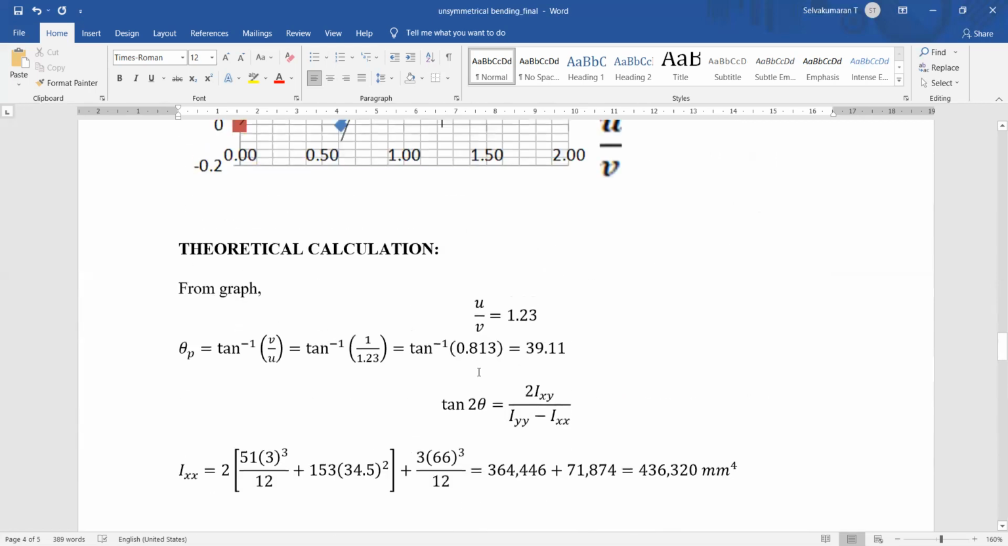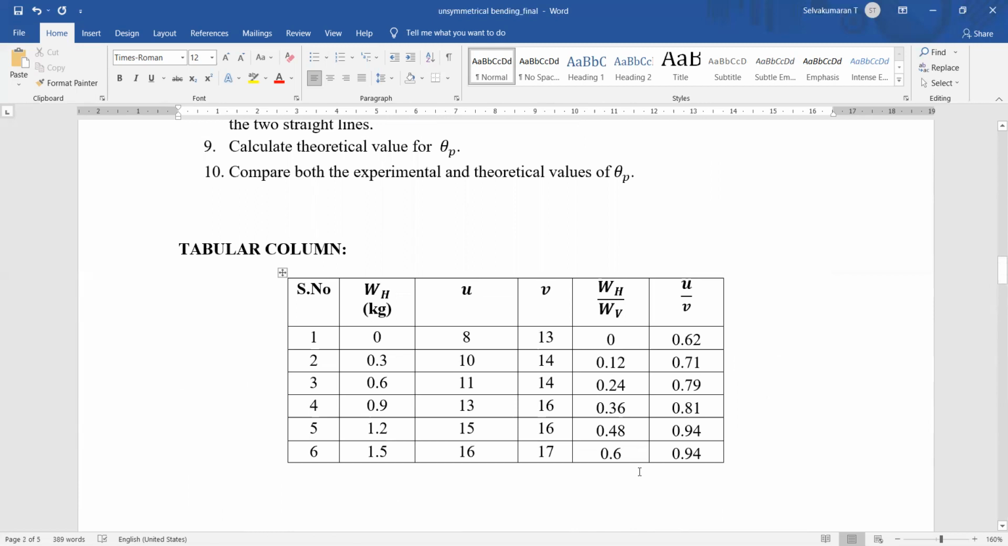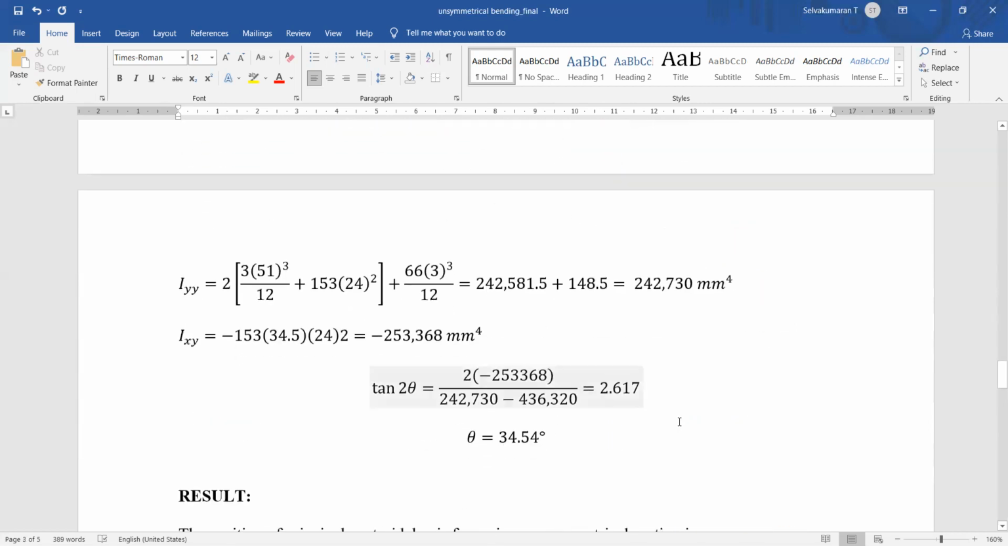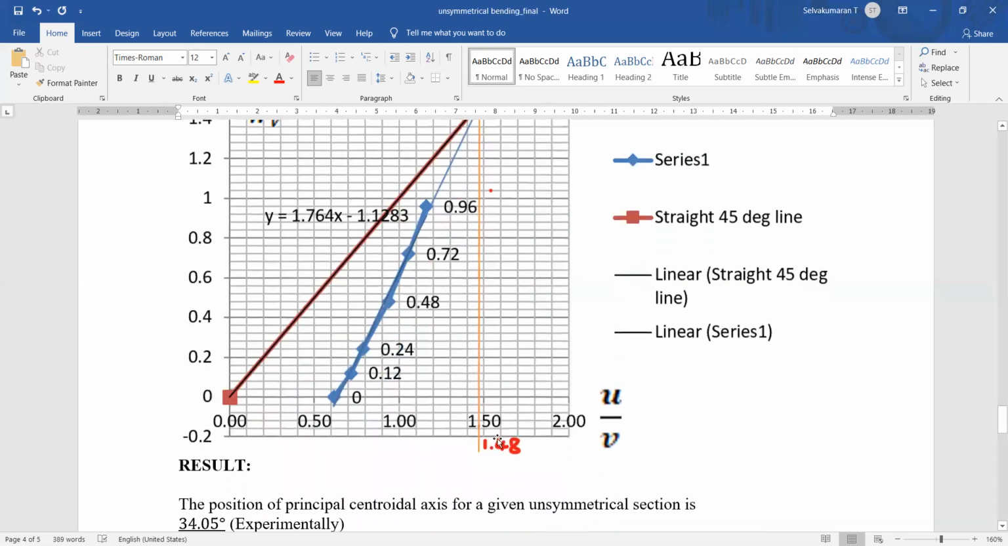the same readings that we have considered. Okay. So here there are many readings, some 11 readings. I have removed a few readings so that the generated graph itself will form like a straight line. Then from this, I have generated a trend line so that it extends and meets with the 45 degree line. And that value is coming out to be 1.48.